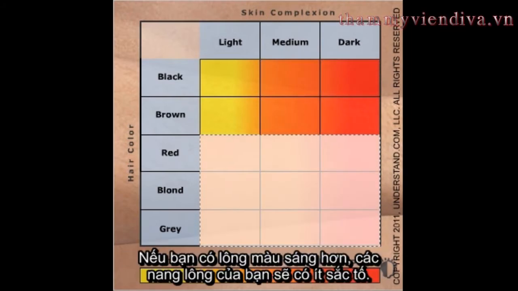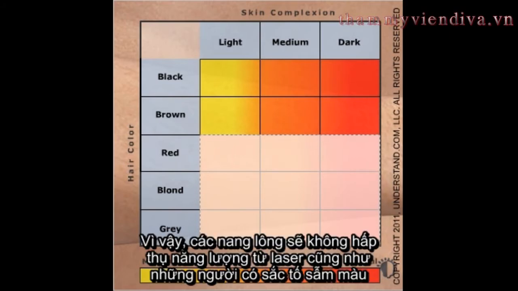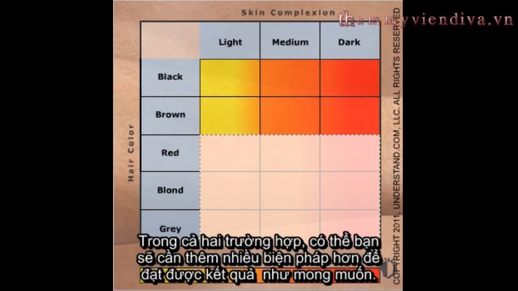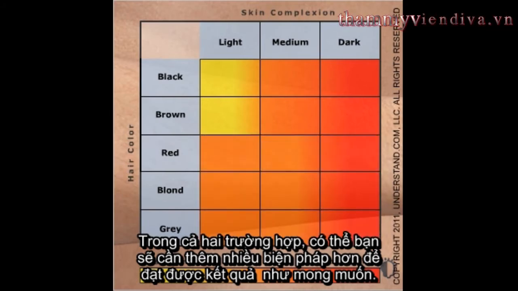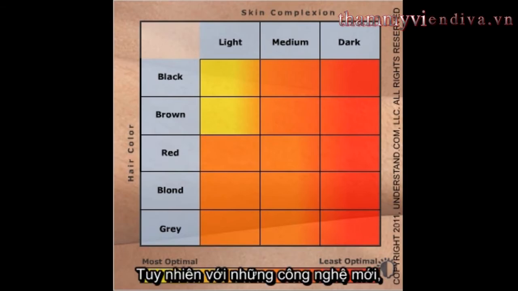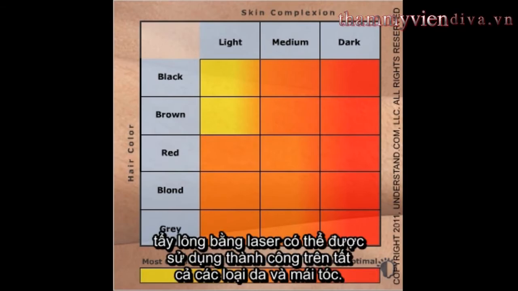If you have lighter colored hair, your hair follicles have less pigment. Therefore, the follicles will not absorb energy from the laser as well as those with darker pigment. In both of these instances, it is likely that you will require more treatments to achieve the desired outcome. However, with new technology, laser hair removal may be used successfully on individuals of all skin and hair types.